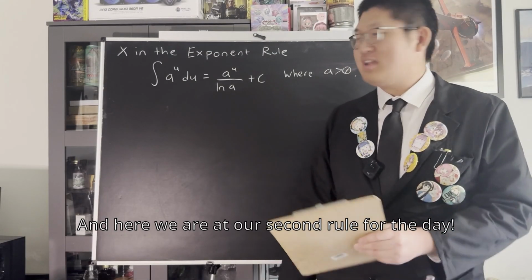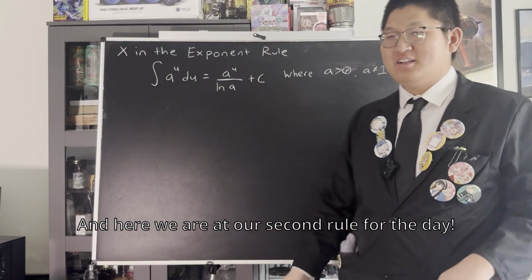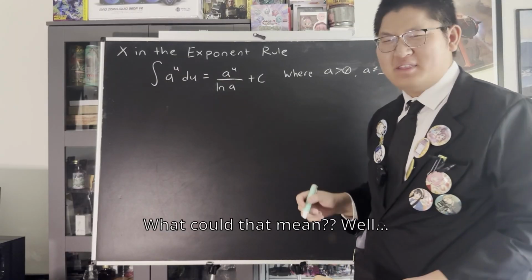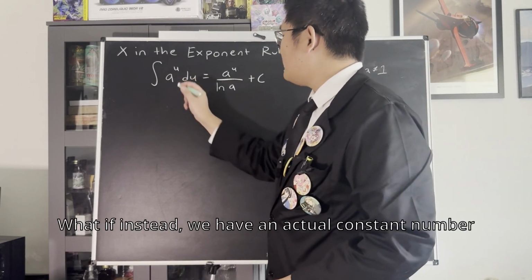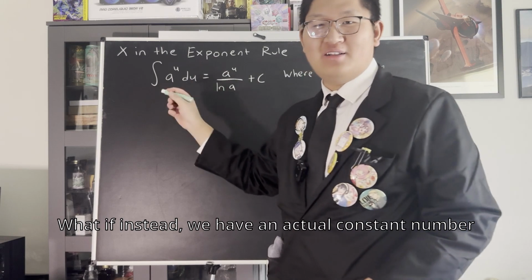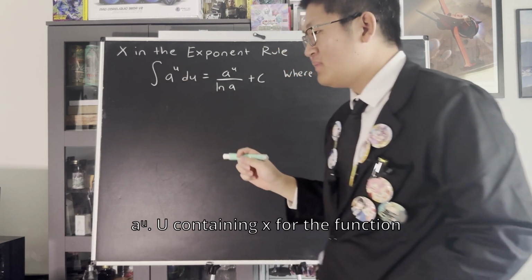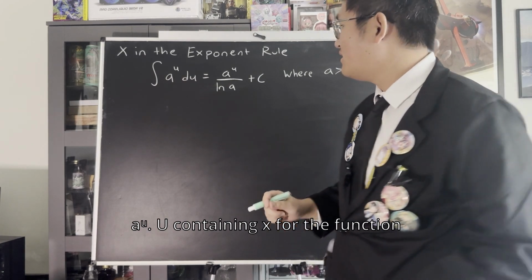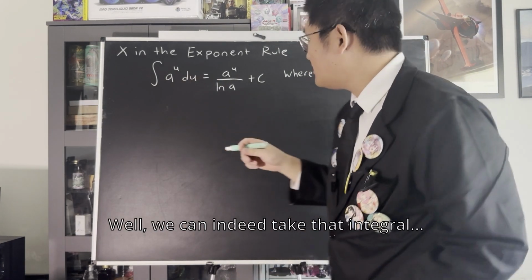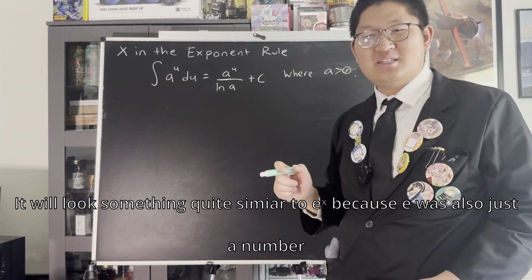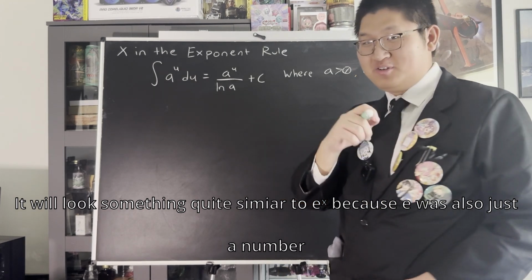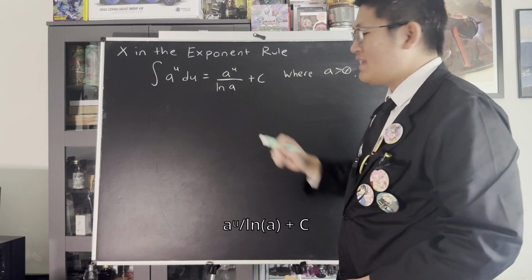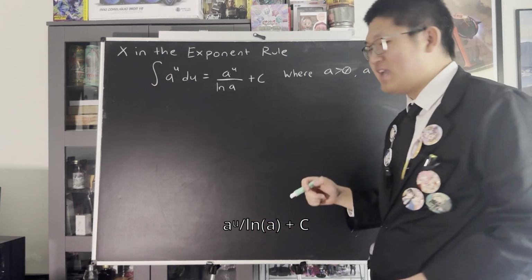And here we are at our second rule for the day, something I like to call the x in the exponent rule. What could that mean? Well, what if instead we have an actual constant number, a, raised to the u power, u containing the x's for the function? Well, we can indeed take that integral. It will look something quite similar to the e to the x, because e was also just a number, but it will be a raised to the u power over the natural log of a plus c afterwards.